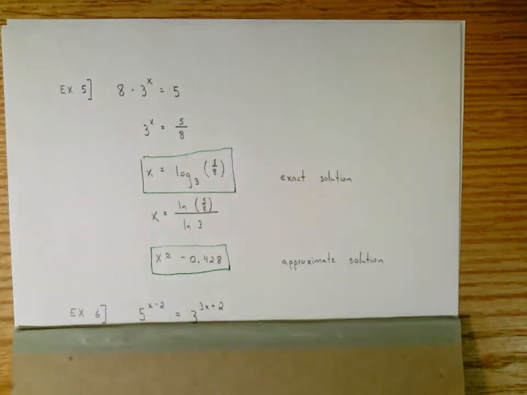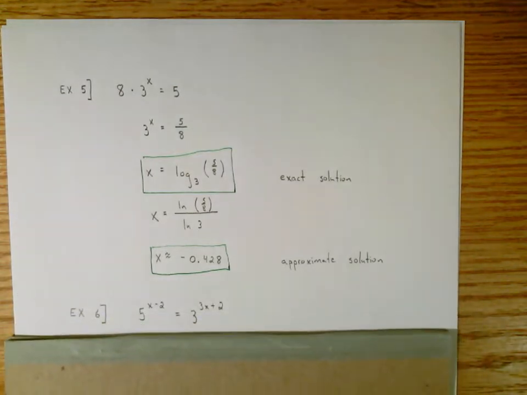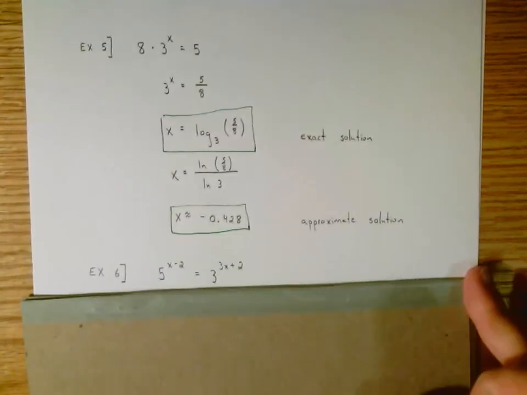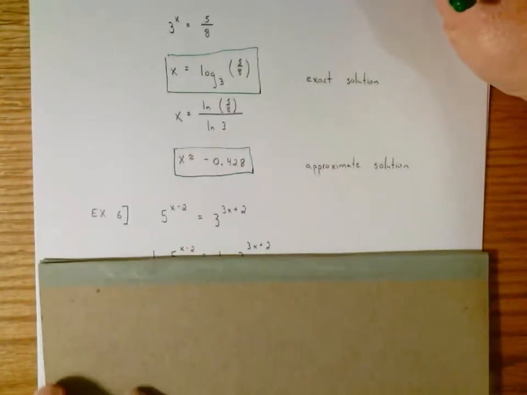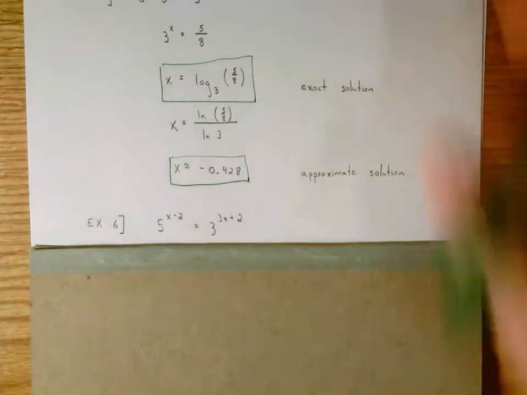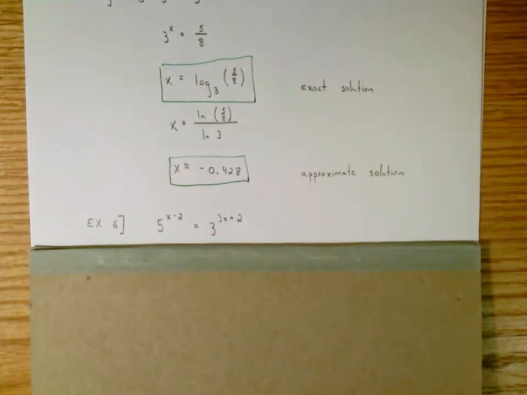All right. A little more challenging problem here. This will probably be the most challenging type of equation I ask you guys to solve when I assess you in this unit. What we have now is an unknown exponent on both sides of my equation, but I have different bases for those powers. So I have 5 raised to the power x minus 2 equals 3 raised to the power of 3x plus 2.